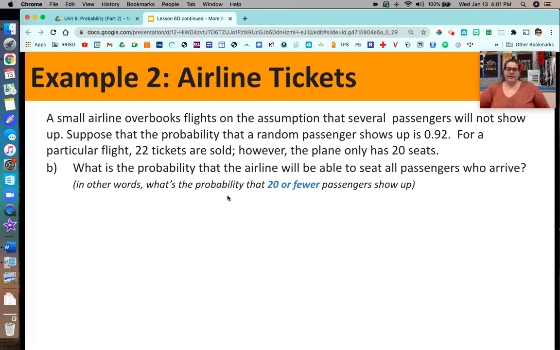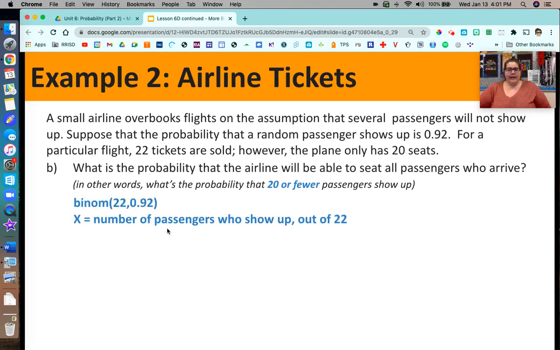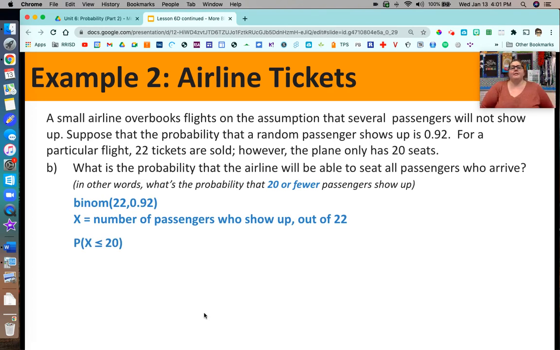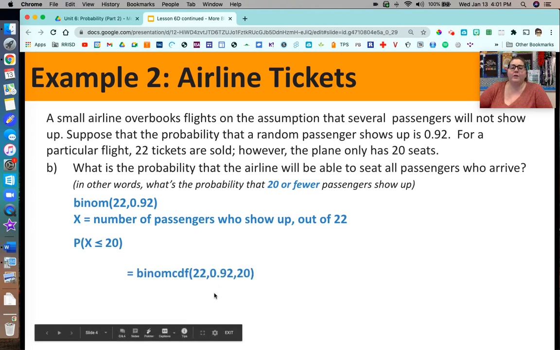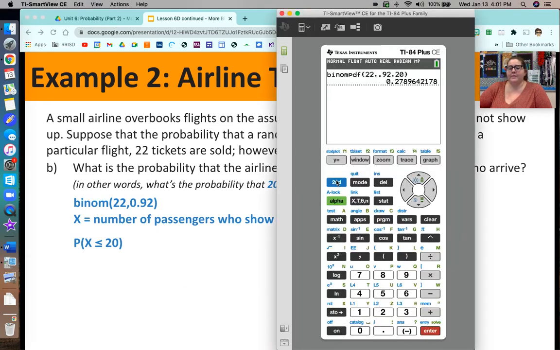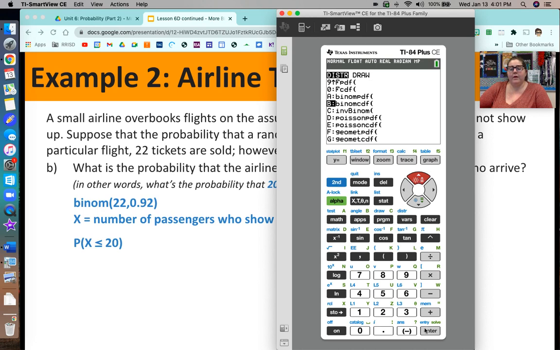So we already defined our X, we already defined our binomial model. So that's there again, just for our use. And then we want the probability that X is less than or equal to 20. So that would include 0 all the way up to 20. The quick way to get to this answer would be to use binom CDF. CDF is cumulative, so that's everything up to and including a certain number, which is what we want here. We want all the probabilities up to and including 20. So my trials would be 22, 0.92, and then I want 20.